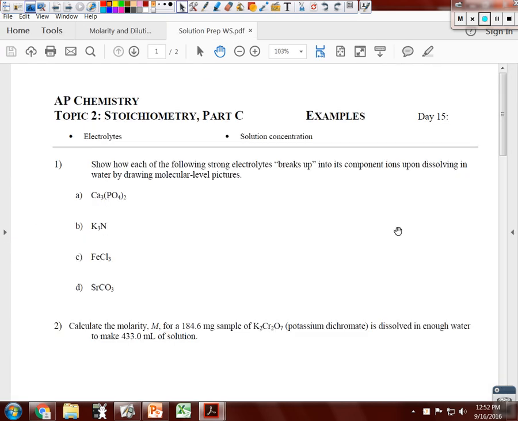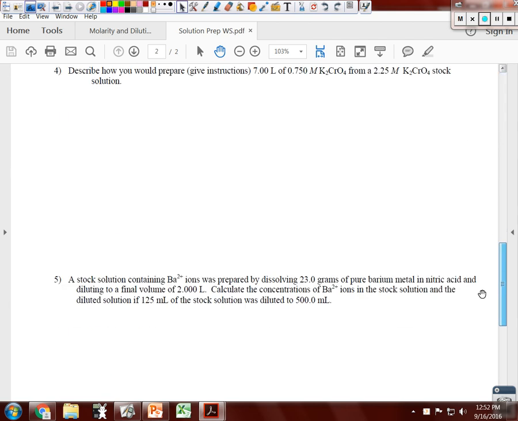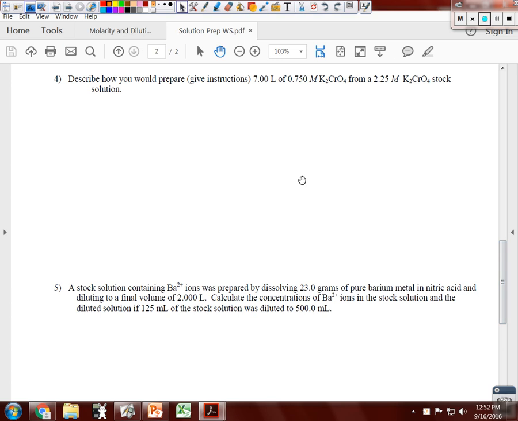All right, so this is the other one I want to work, and I don't know if you guys got to it, but I want to work the back of it. Okay. All right, we haven't done these, correct? Okay. All right. So number 4, it says describe how you would prepare 7 liters of a 0.75 molar... what is that solution? Potassium chromate. Okay.